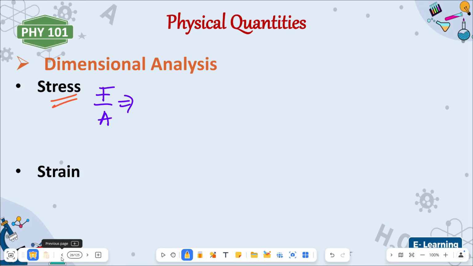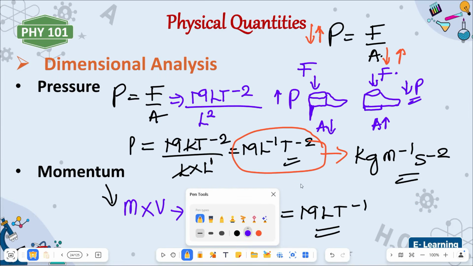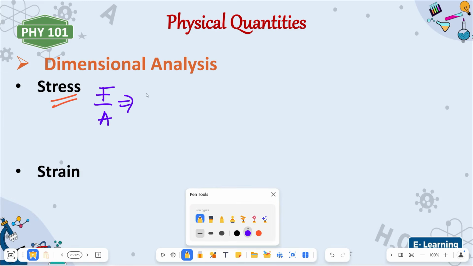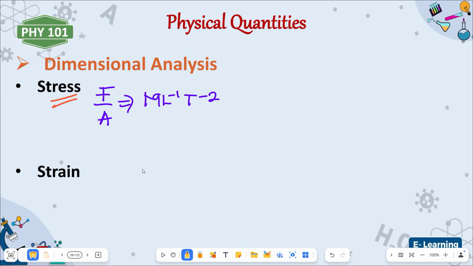So stress is force over area. If you remember that we did something on force over area here, pressure. So since the formulas are the same, you expect them to have the same dimension. And the dimension is what? ML minus 1, T minus 2. Alright? So you have ML minus 1, T minus 2. You can work it to give you this.